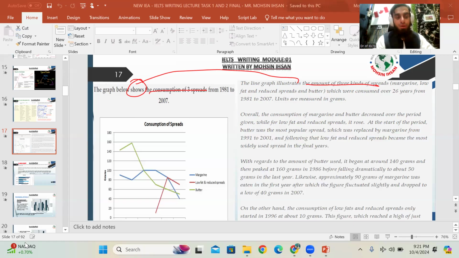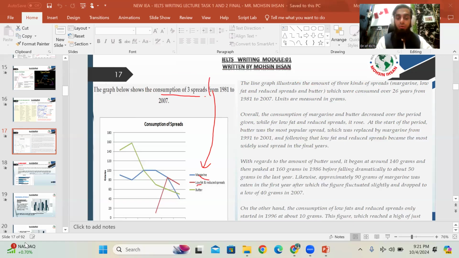Now, the consumption of three spreads. Okay, what are the names of those three spreads? We have to take from the diagram: margarine, low fat, butter. See, the consumption, the amount of three spreads: margarine, low fat, and butter, right? Now you close the bracket and write further. From 1981 to 2007, how much is that? It's roughly 26 years, right?